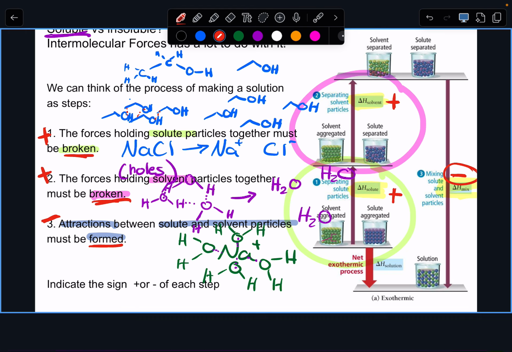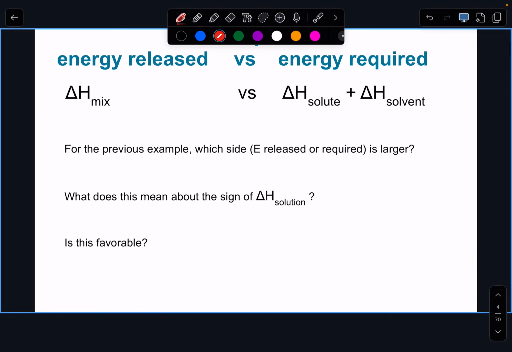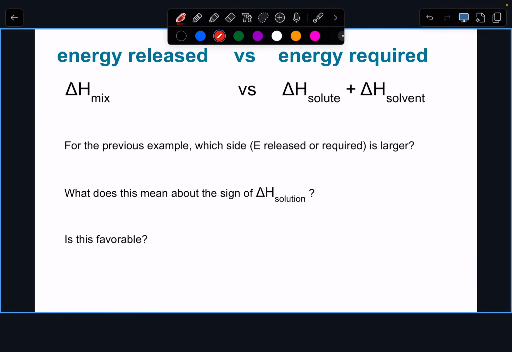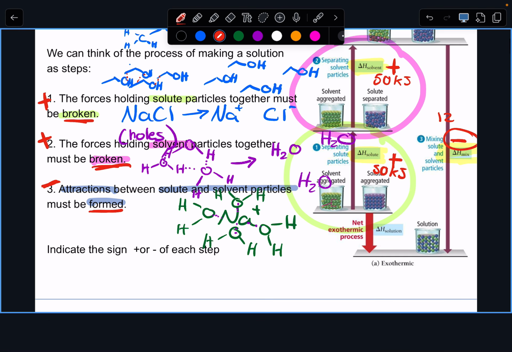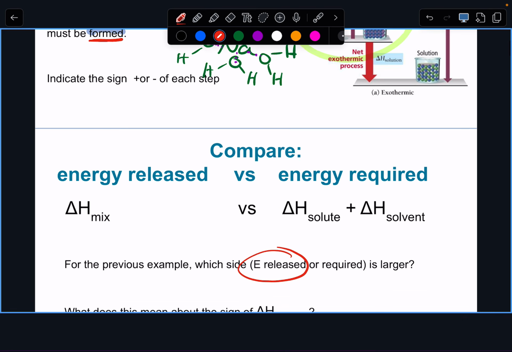And I think this is actually the next page, so if you want to skip forward to where you're writing the notes. Which side, energy released or energy required, is larger? Well, just from the size of the arrow, we can see that the energy released is larger. I could give these numbers and say, like, maybe this is 50 kilojoules. These look about the same, so I'll call this 50 kilojoules. And this one I'll say is like negative 120. So the release, the delta H of mixing, is larger.